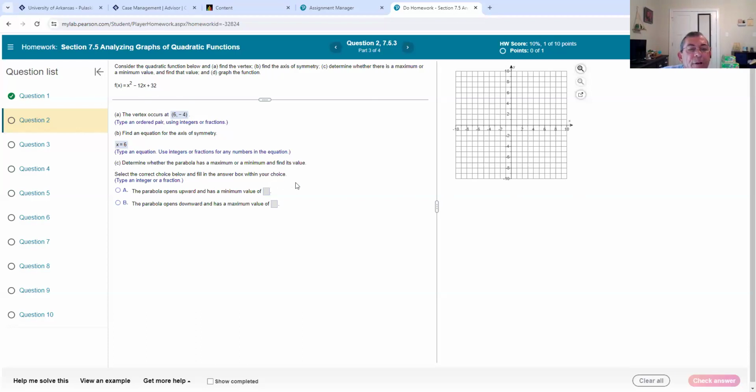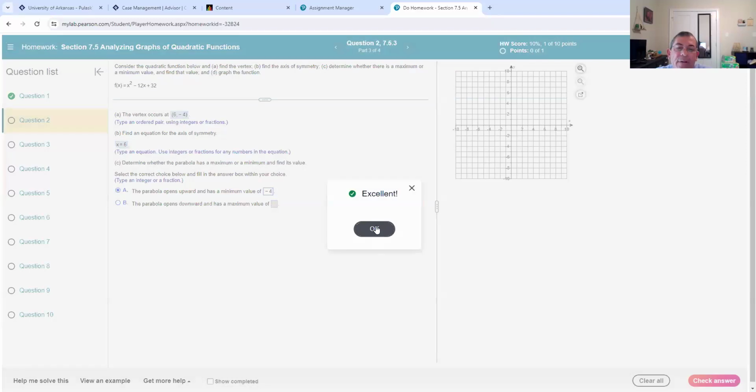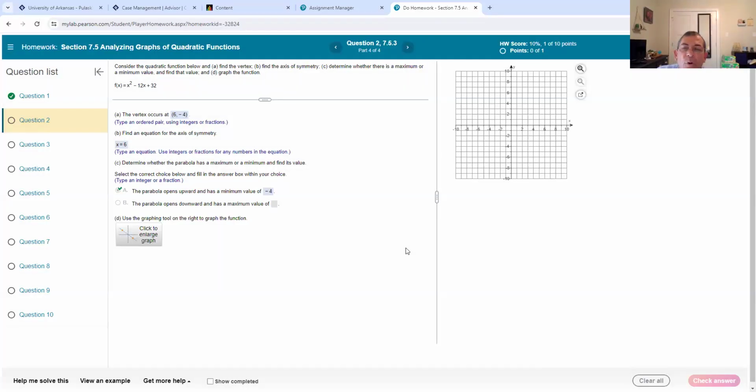So this one, it opens upward and has a minimum, or it opens downward and has a maximum. We said ours opened upward and had a minimum value, and it was that negative 4. So you got to choose, do you got the min or max there, okay? Check that answer. And then we're going to graph it.